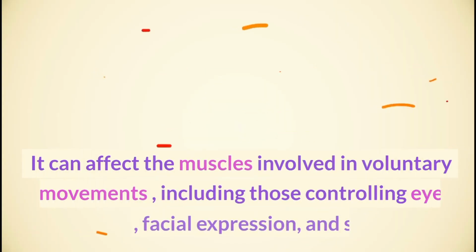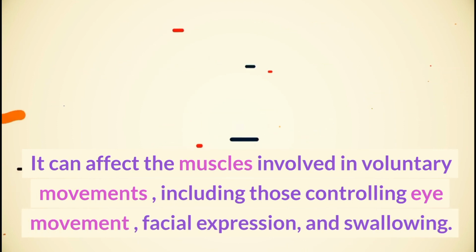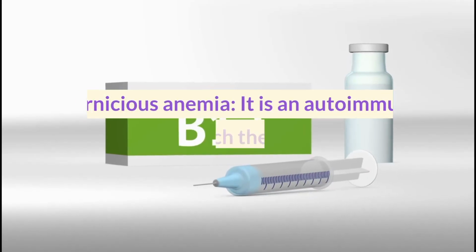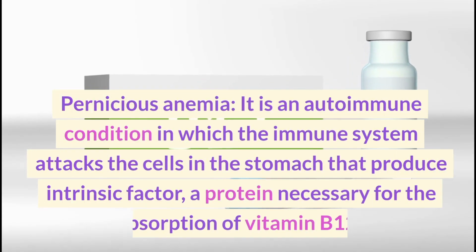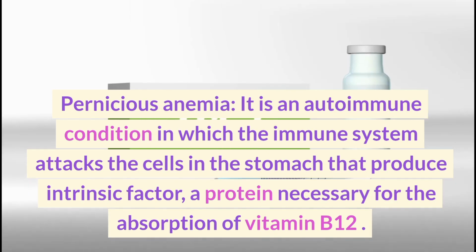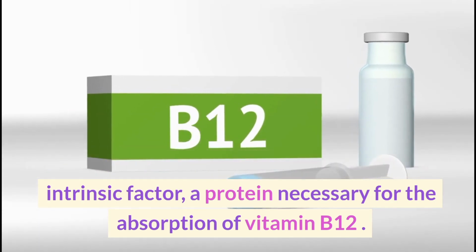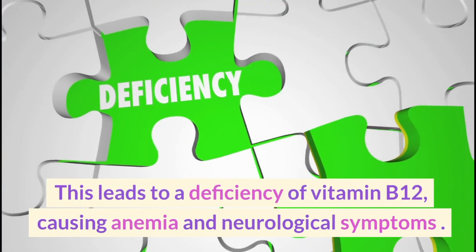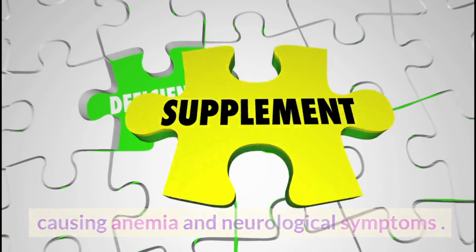Myasthenia gravis. This autoimmune disorder affects the neuromuscular junction, resulting in muscle weakness and fatigue. It can affect the muscles involved in voluntary movements, including those controlling eye movement, facial expression, and swallowing. Pernicious anemia. It is an autoimmune condition in which the immune system attacks the cells in the stomach that produce intrinsic factor, a protein necessary for the absorption of vitamin B12. This leads to a deficiency of vitamin B12, causing anemia and neurological symptoms.